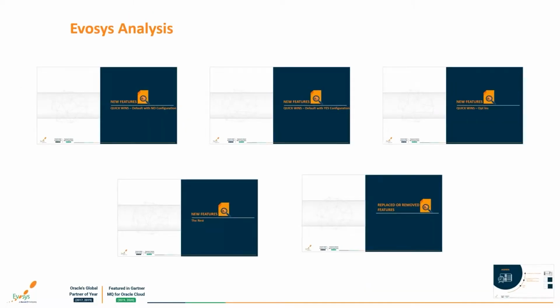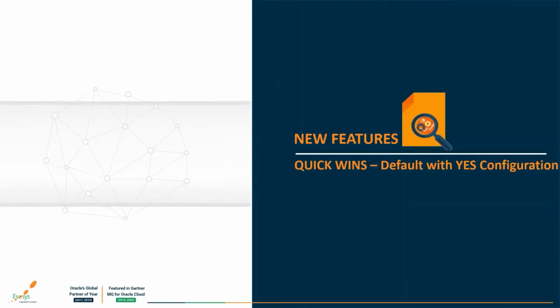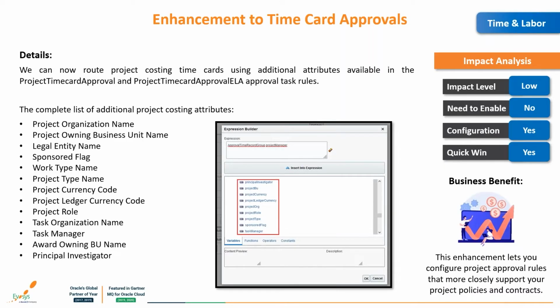With this, we come to an end to the default and no configuration required features. The next category is quick wins, default with configuration required. In this category, the first feature is in the time and labor module, enhancement to time card approvals.